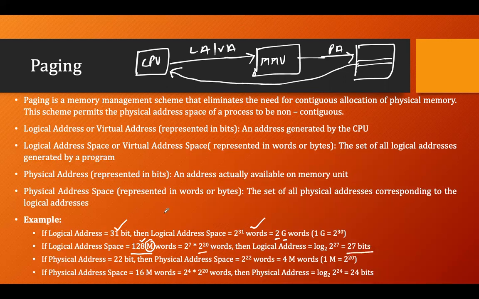So from logical address bits, we can convert to logical address space, and from logical address space, we can convert to how many logical address bits are required. Now, what is the physical address? Let's say the physical address is 22 bits. So the physical address space will be 2 to the power of 22 words. It means 4 M words. If the physical address space is 16 M words, then it will be represented as 2 to the power of 4, which is 16, and 2 to the power of 20, which is mega words. Then the physical address is log 2 of 2 to the power of 24, so it will be 24 bits. We can represent it that way.